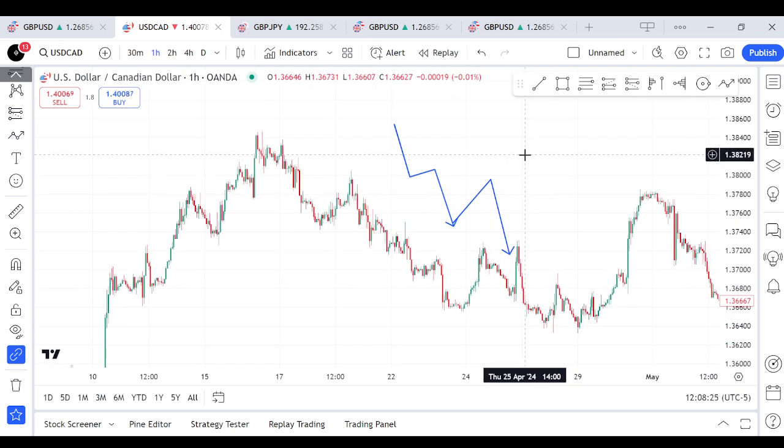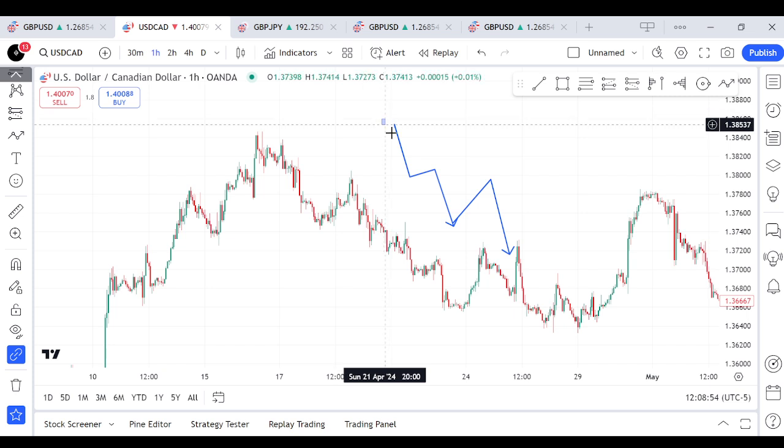What makes this pattern particularly reliable is its representation of institutional trading behavior. When you spot a drop base drop, you are essentially identifying areas where major players are distributing their positions, and the base area becomes a significant supply zone. When price returns to this level, it often presents a high probability trading opportunity. So we've discussed that, let's hop on the charts.